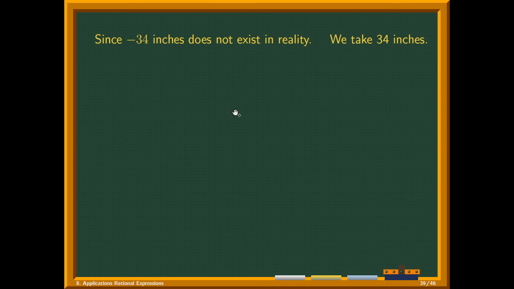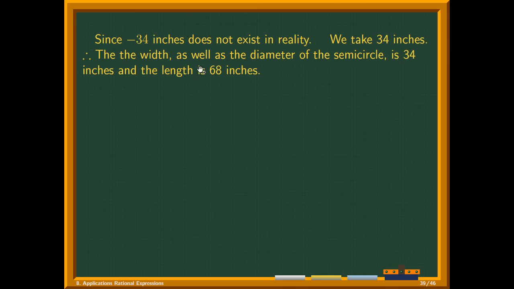Okay, the square root symbol contains a positive and negative value. So the width, therefore, as well as the diameter, is 34 inches. And since the length is twice its width, we multiply 34 by 2, and we have 68 inches.